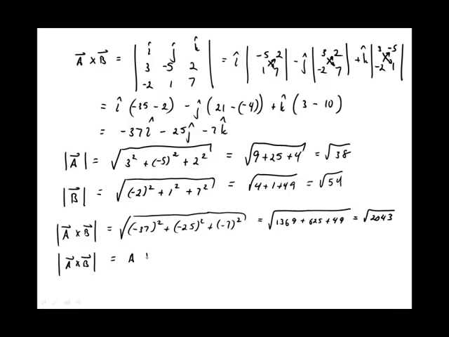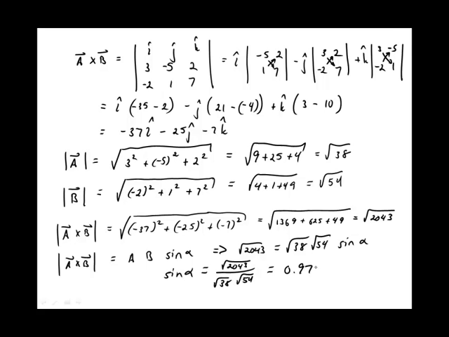And so the magnitude of A cross B equals the magnitude of A times the magnitude of B times the sine of alpha. And so that's the same as saying the square root of 2043 equals the square root of 38 times the square root of 54 times the sine of alpha. And so the sine of alpha equals the square root of 2043 over the square root of 38 times the square root of 54, which is 0.97119. And so alpha is equal to 76.2 degrees. And again, it could be 180 minus 76.2. So let's find out by using the dot product.